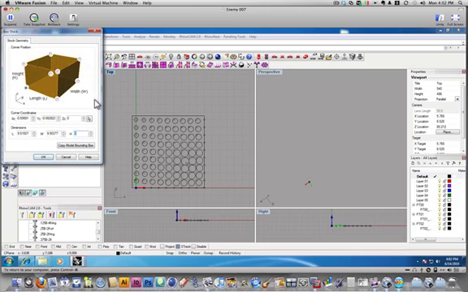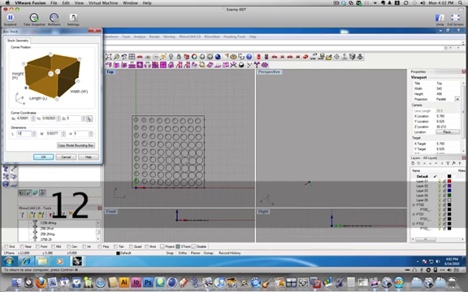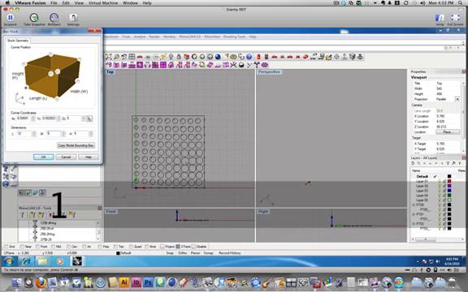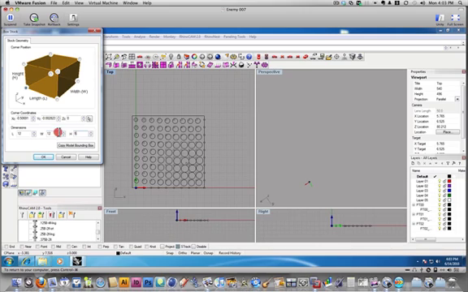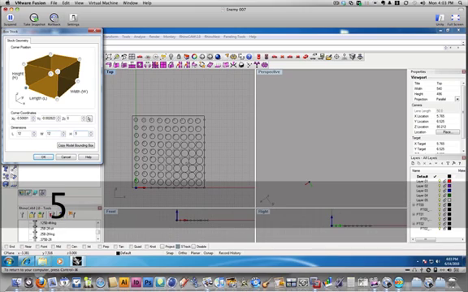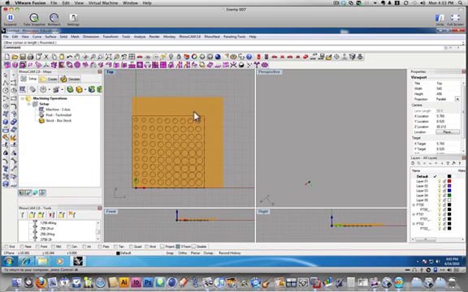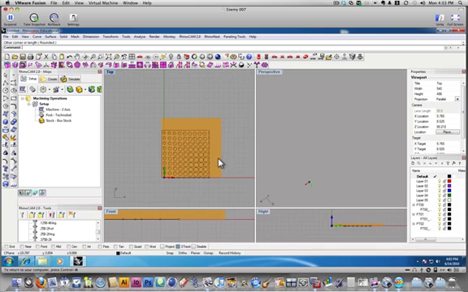Box stock allows you to tell the machine what size your material is, by number. So if my material is 12 inches by 12 inches by a half inch thick, I can type those in there and hit OK, and it will draw our stock there. So we can see what it looks like.